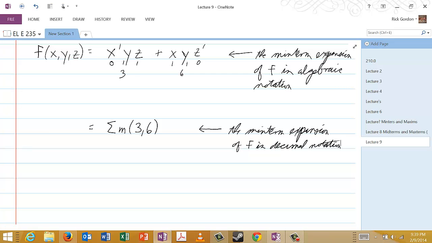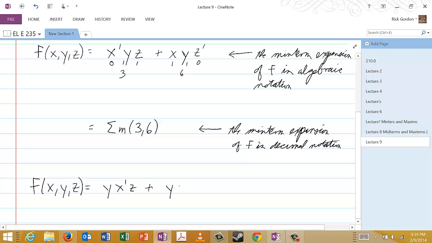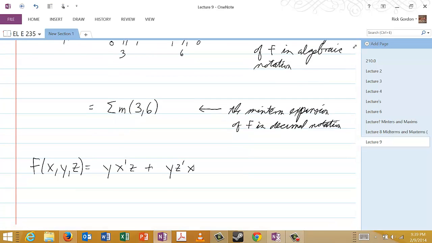Now, another point that I wanted to make, besides introducing this terminology of algebraic notation and decimal notation, is the following. If we wrote f of xyz is equal to y x prime z or y z prime x, notice that that is still a minterm expansion for f, but the two minterms are written in an order that does not match the order of the variables given in the argument of the function.